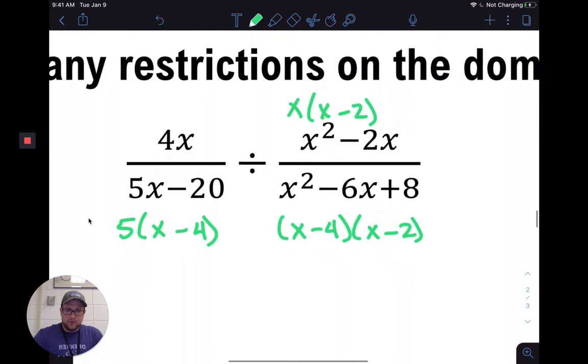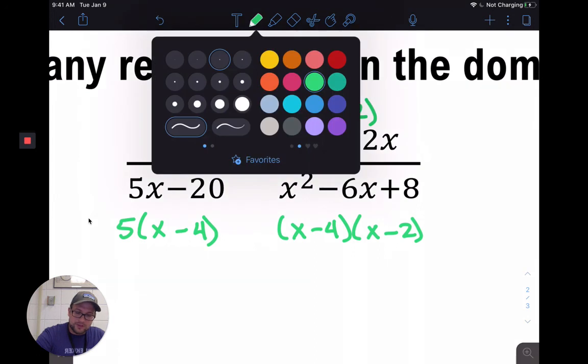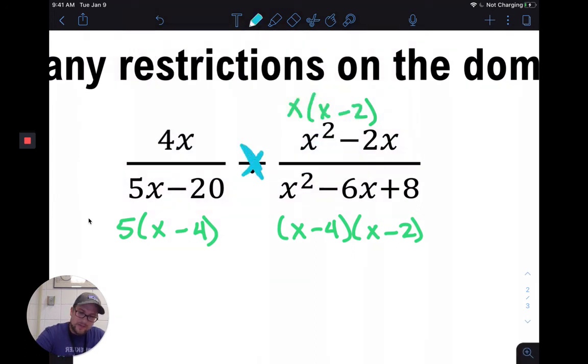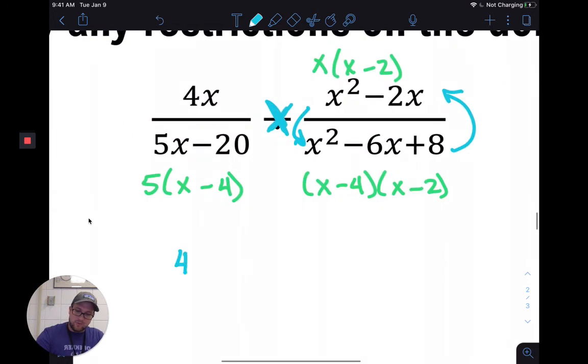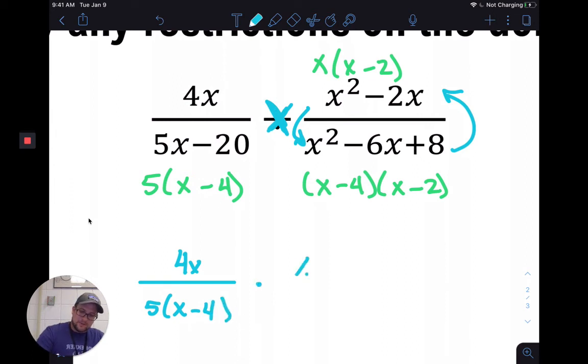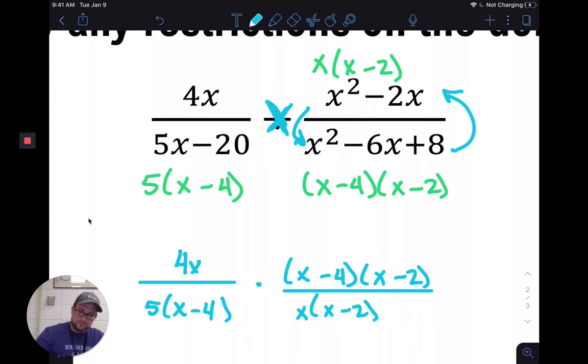From there, let's change this into a multiplication problem. The way that happens is you need to flip this fraction. The second one, always the second one. So I'm going to end up with 4x over 5 times x minus 4 times, I almost made a mistake. X minus 4 will now be on the top, as will x minus 2. And then on the bottom, I'm going to have an x times x minus 2.